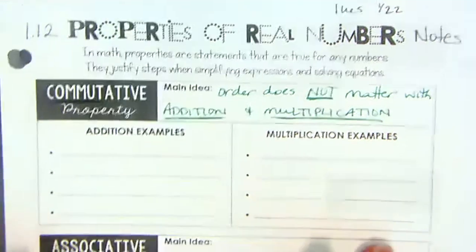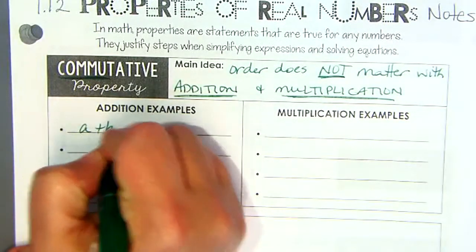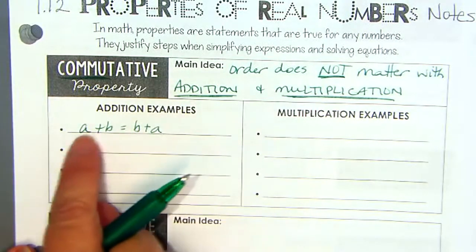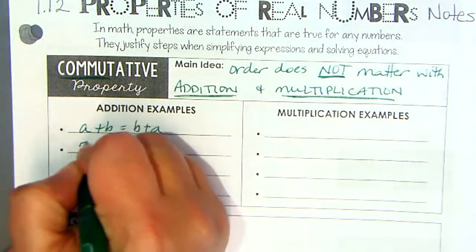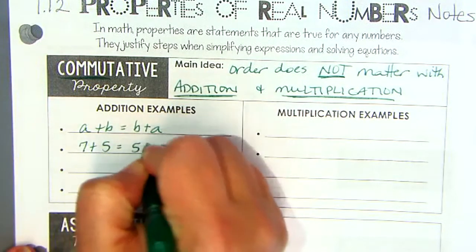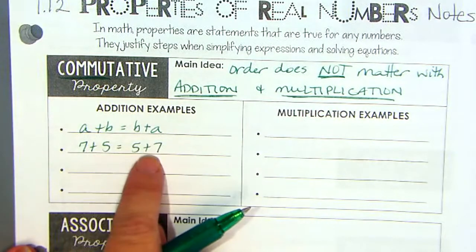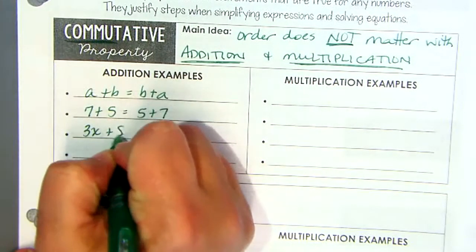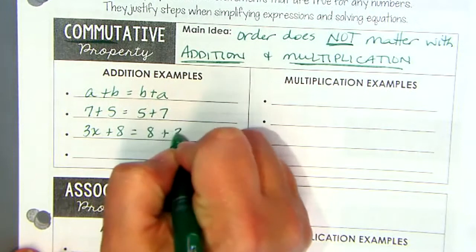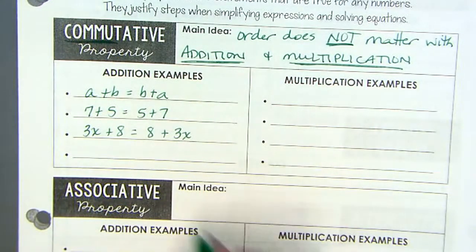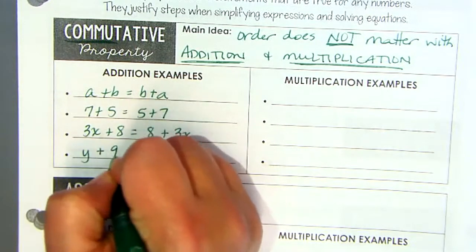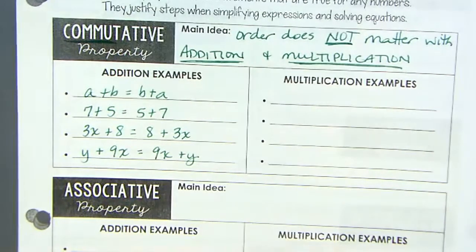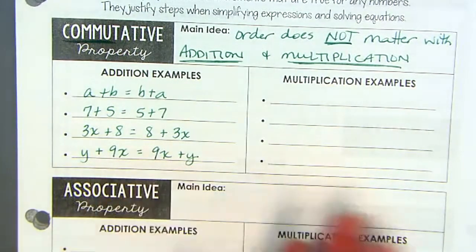Okay, so let's look at a couple of examples. We would have A plus B equals B plus A. This is addition examples. Notice just the order that it's written in is changed. 7 plus 5 is the same as 5 plus 7 because both end up with 12 as the answer. It doesn't matter which order we write it in. 3x plus 8 is the same as 8 plus 3x. Y plus 9x is the same as 9x plus y. Notice the signs are the exact same. It's just the order that it's written in.